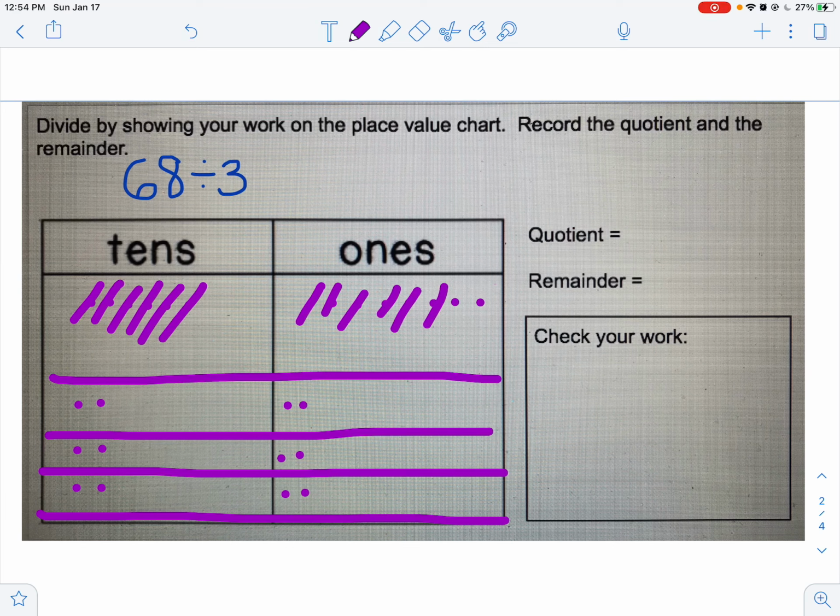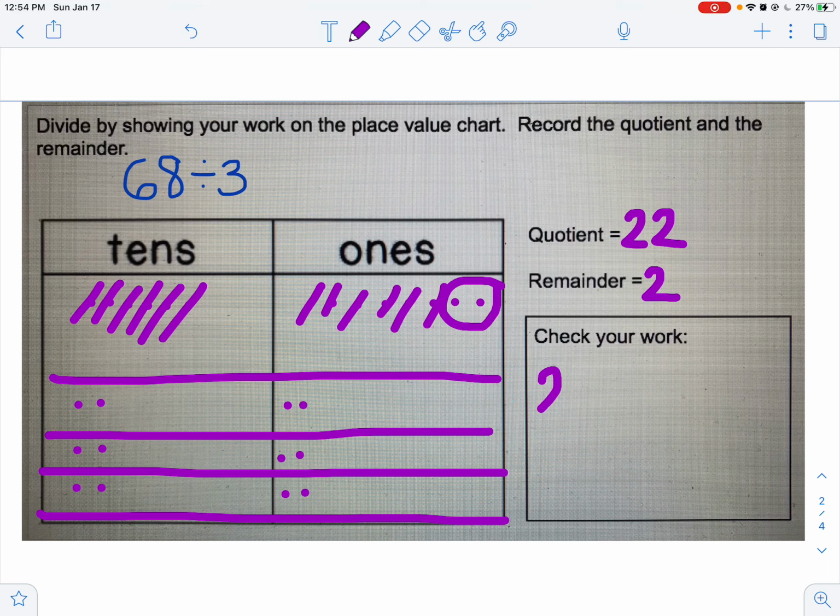Ooh, I've got 2 left over. That's not going to be nice and fair, so those are going to be circled as my remainder. Because if I did 1, 2, this guy would be left, so that won't work. Okay, my quotient. How many 10s and 1s do I have in each row? 2 10s, 2 1s, so my quotient should be 22. And what I have left is 2.